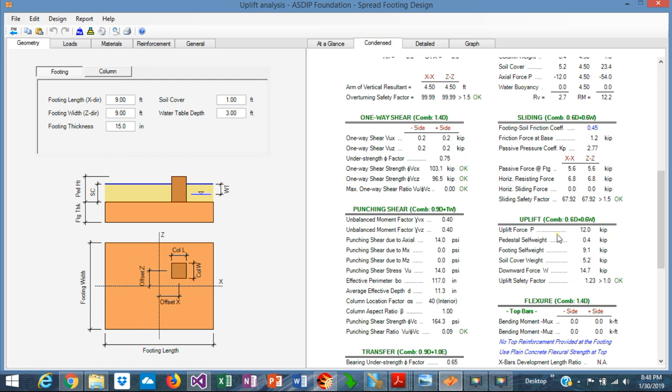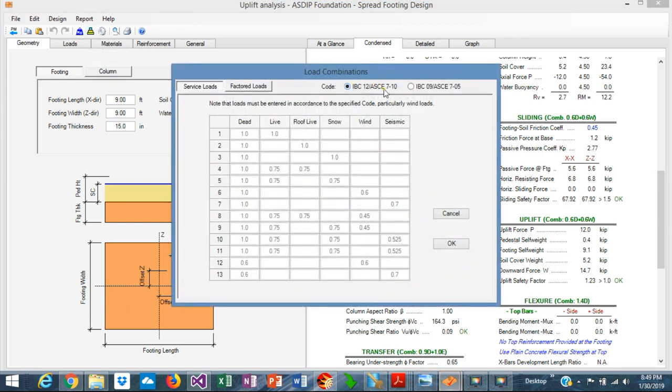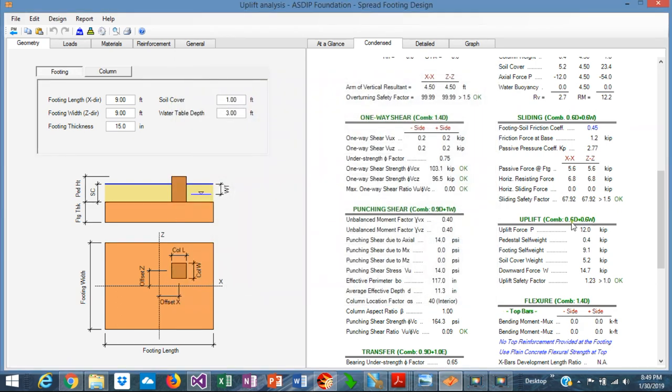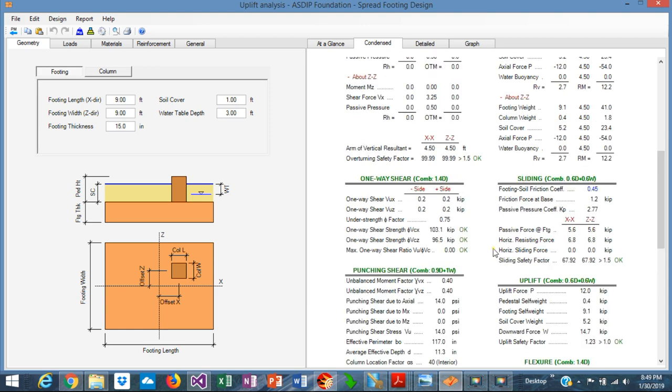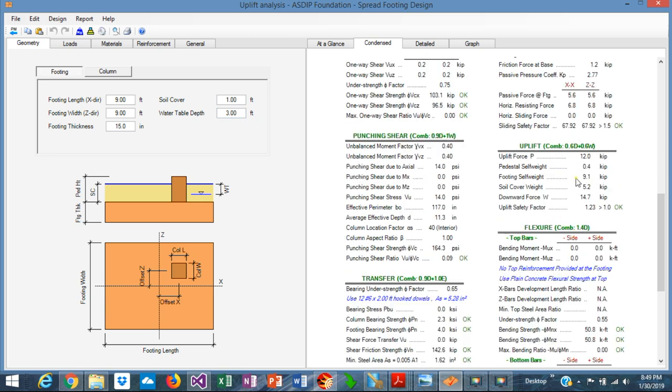And the uplift load, for this combination of 0.6 dead, is only 12 kips. If we consider the pedestal self weight, the footing self weight, and the soil cover self weight, the three factors that compose the overburden, the downward force of these three components is 14.7 versus 12, so it's a 1.23 safety factor, which is okay. We are using the ASCE 7-10 load combinations. So that's why we have this load combination here. So with this footing size, we are okay in the uplift analysis.